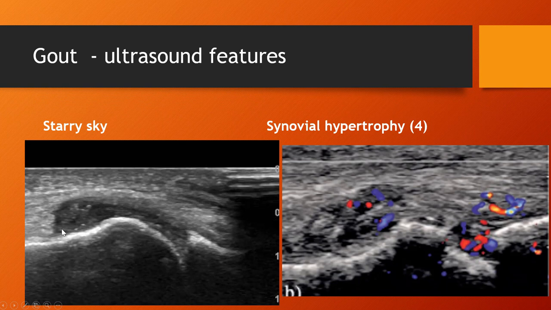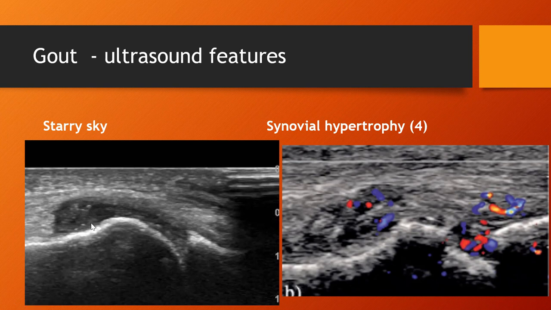So here we have a sign of gout, which is called starry sky. Gout may initially present with just a simple anechoic effusion. Just because it's anechoic doesn't mean it's not gout, because down the track it can progress to containing lots of tiny little echogenic dots of less than 1 millimetre.